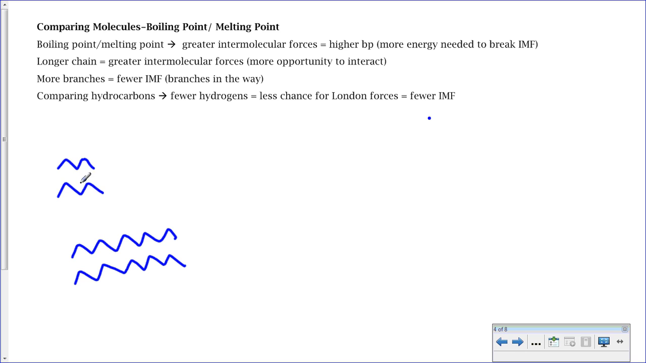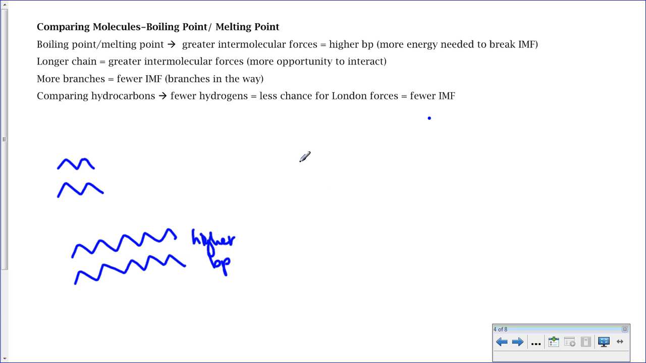As you can see by looking at these molecules, the longer the chain, the more opportunity there is for London forces and interaction. So this molecule here is going to have a higher boiling point. There are more London forces, so there are going to be greater intermolecular forces, and it's going to require more energy to break them down.